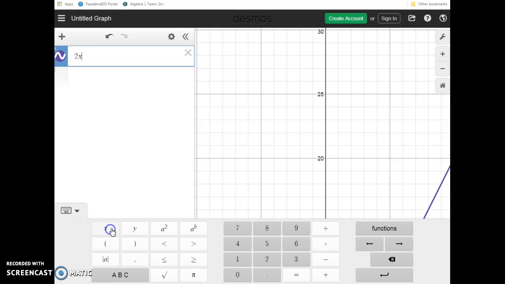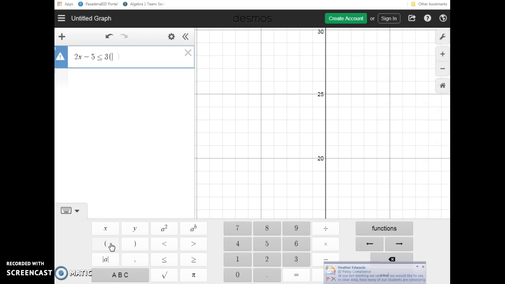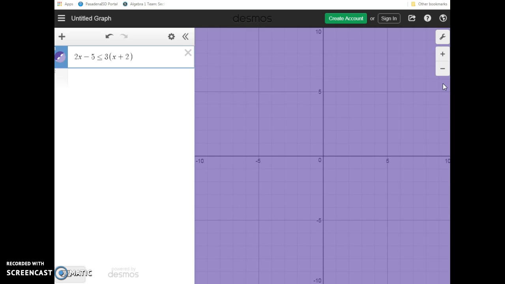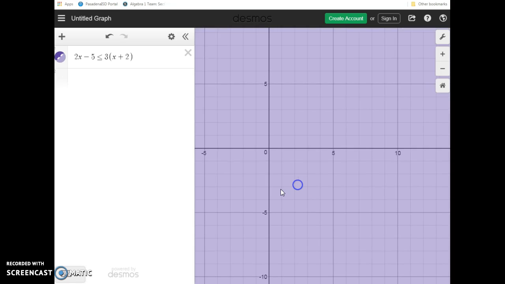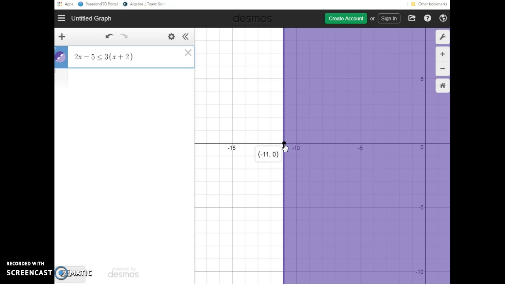2x minus 5 less than or equal to 3 parentheses x plus 2, close parentheses. So hit the little house button so it goes back to normal, and you slide, okay? Whichever way you see the answers, you tap on the x, and it gives you the answer. What is the x? -11. Which way is it shading?